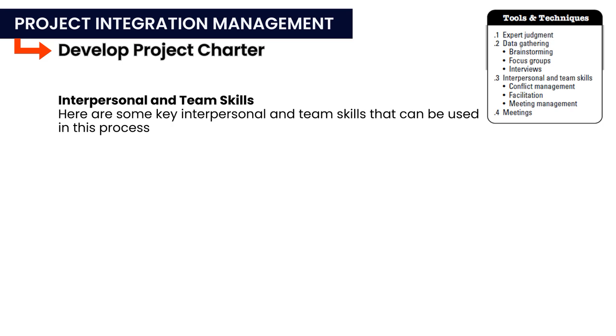Here are some key interpersonal and team skills that can be used in this process. Conflict management. This skill helps resolve disagreements and align stakeholders on key aspects of the project, such as objectives, success criteria, high-level requirements, project descriptions, summary milestones, and other elements of the project charter. Facilitation. Facilitation involves guiding a group effectively to reach decisions, solutions, or conclusions. A good facilitator ensures active participation, mutual understanding, and consideration of all ideas. They also ensure the group agrees on results and that any actions or agreements are followed through afterwards.